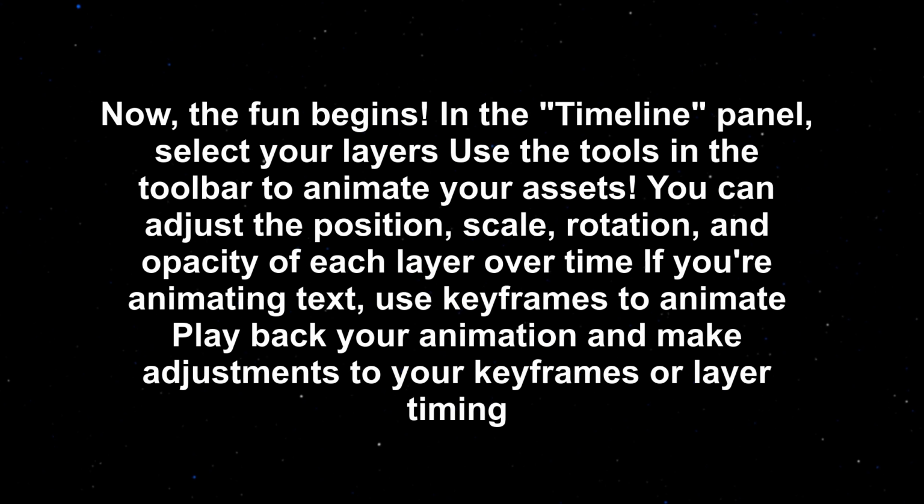Now, the fun begins. In the timeline panel, select your layers. Use the tools in the toolbar to animate your assets. You can adjust the position, scale, rotation, and opacity of each layer over time. If you're animating text, use keyframes to animate. Play back your animation and make adjustments to your keyframes or layer timing.